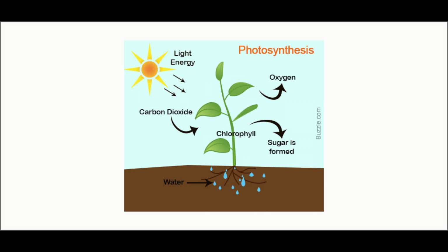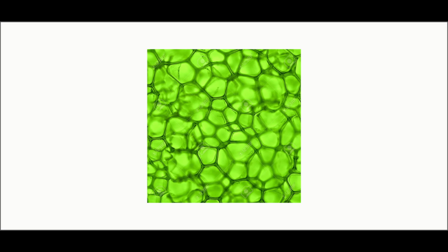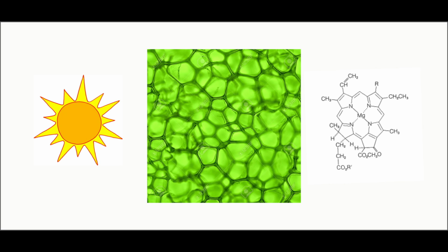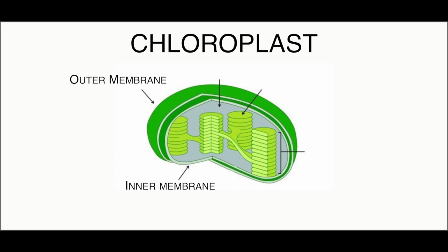Photosynthesis is the process by which plants and some bacteria use chlorophyll, a green pigment, to trap sunlight energy. The energy is used to synthesize carbohydrates. Photosynthesis takes place in the chloroplast of the plant. Inside the chloroplast, the light-dependent reaction takes place in thylakoids.